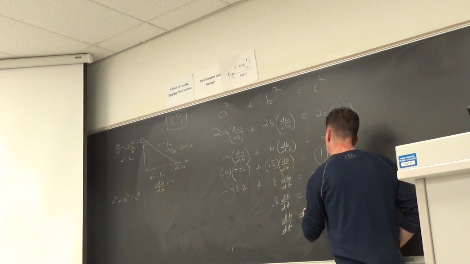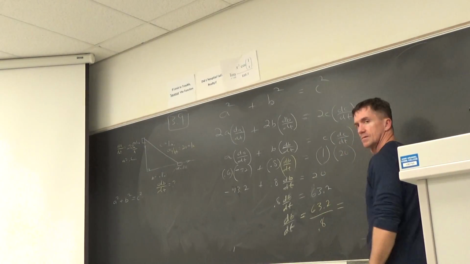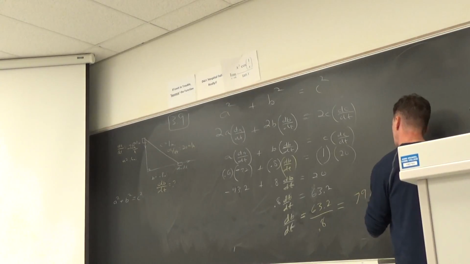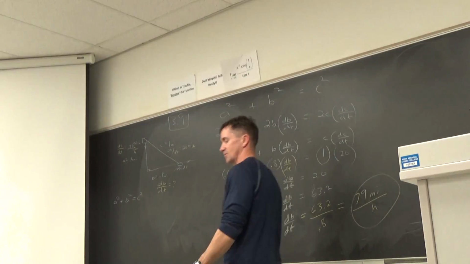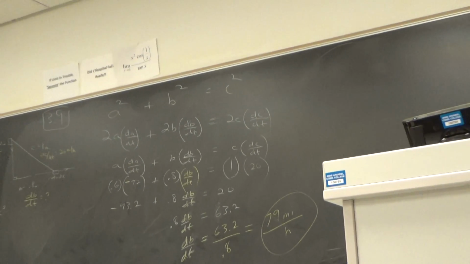And what's 63.2 divided by 0.8? How fast are they going? 79 miles per hour. They're cruising, baby. They're flying, everyone. That's not that fast though. Yeah, I know, that's rush hour, you're behind everyone in rush hour. 79 miles per hour.